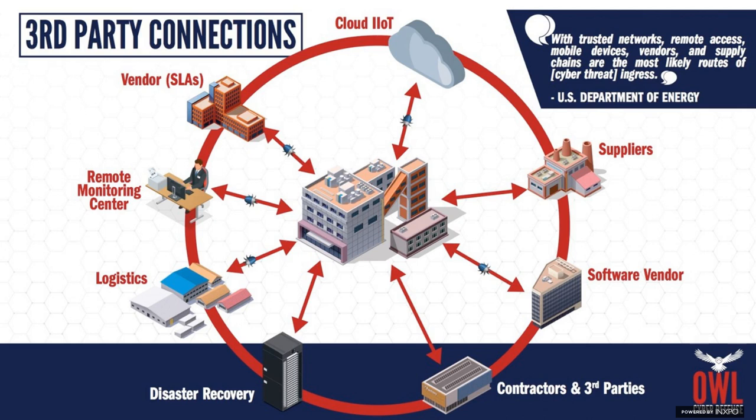You see the quote there from the U.S. Department of Energy. So with trusted networks, remote access, mobile devices, vendors, and supply chains become the most likely route of attack, basically. And what they're saying is, and similar to what happened at Sony, what happened at Target, it's those third parties that you're not thinking about as a potential cyber threat or attack vector, which may become that vulnerability you need to be aware of.